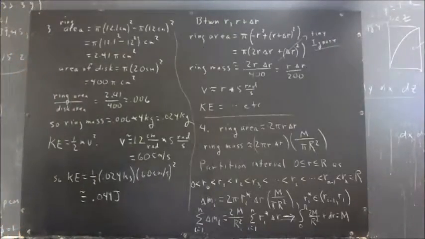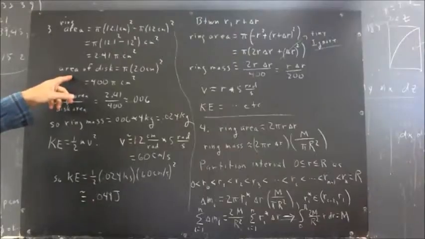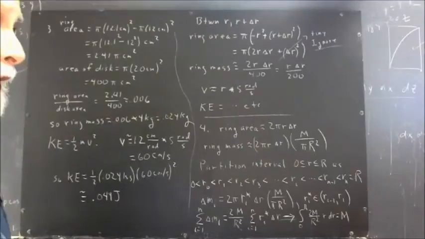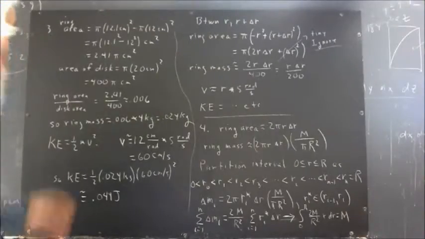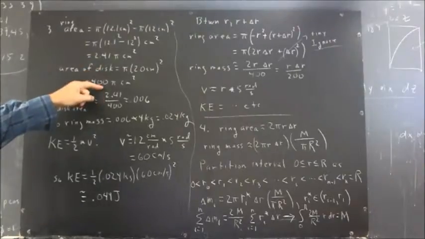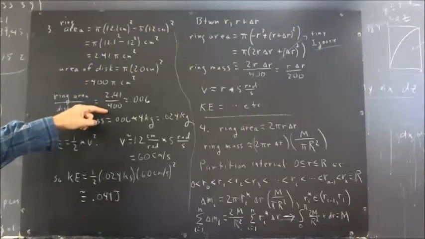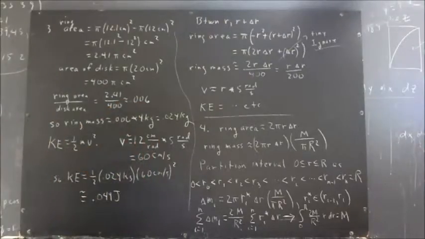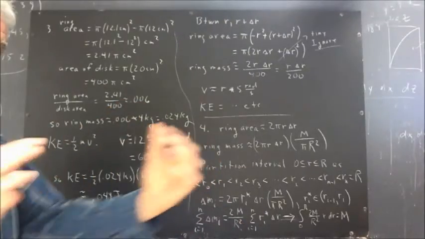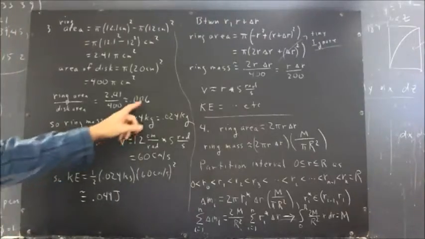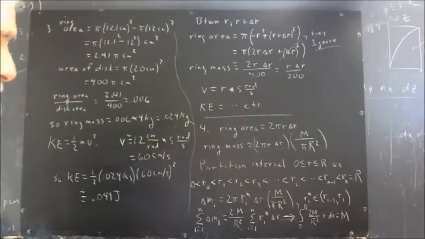Okay, the area of the entire disk, of course, is pi times the square of 20 centimeters, 400 pi square centimeters. Now, if we compare the area of the ring to the area of the disk, we find it's in the ratio 2.41 to 400, or 0.006 of the area of the disk. And if the mass is uniformly distributed with respect to area, then we would expect the ring mass to be 0.006 of the 4 kilograms, or 0.024 kilograms.